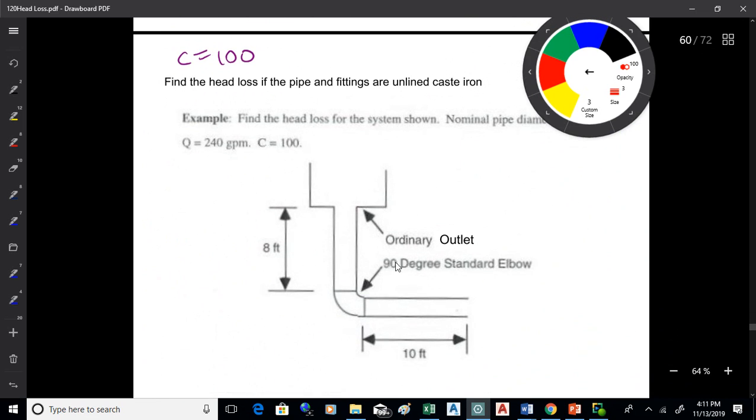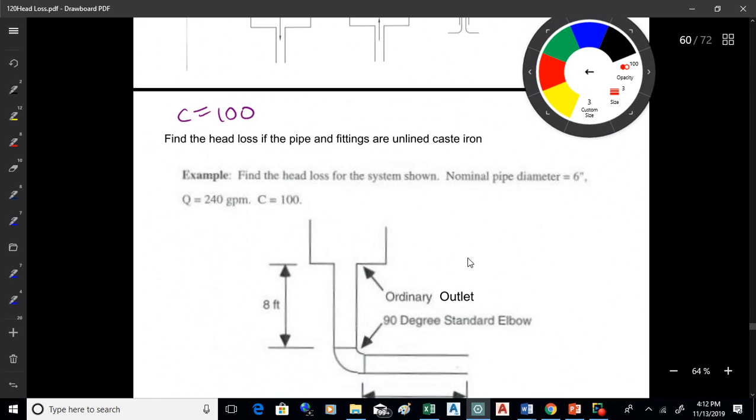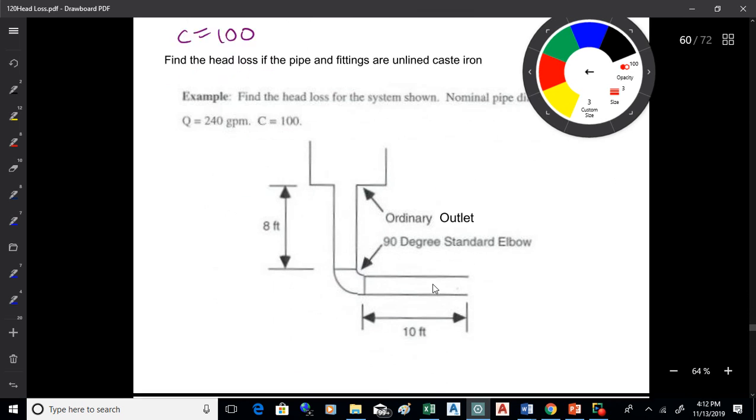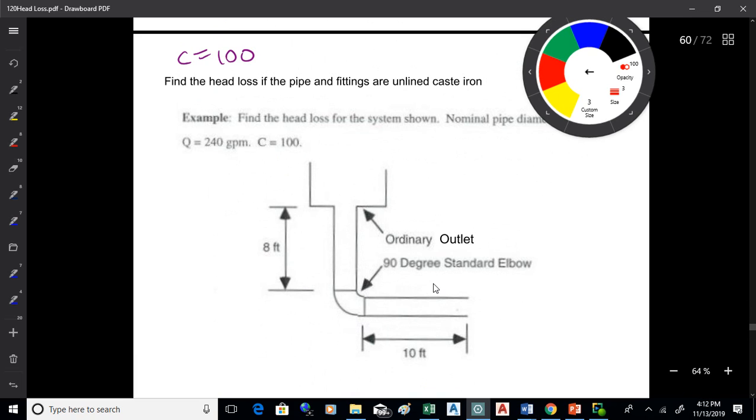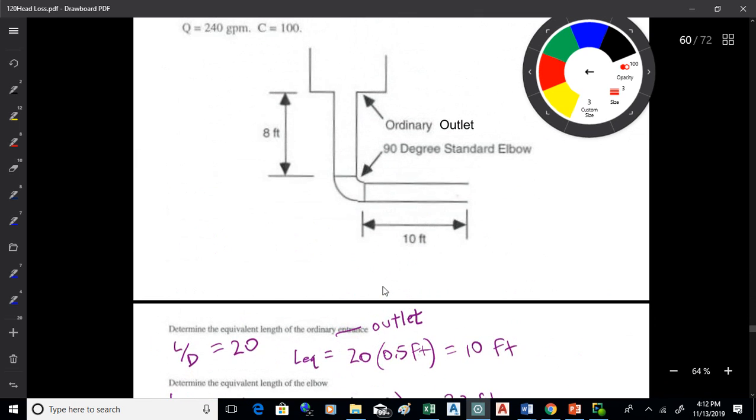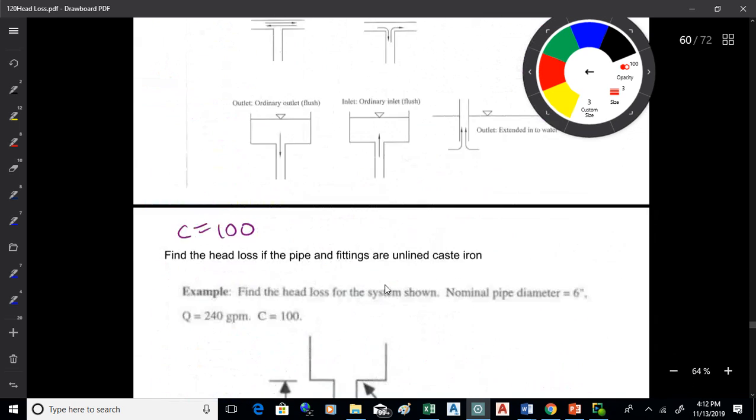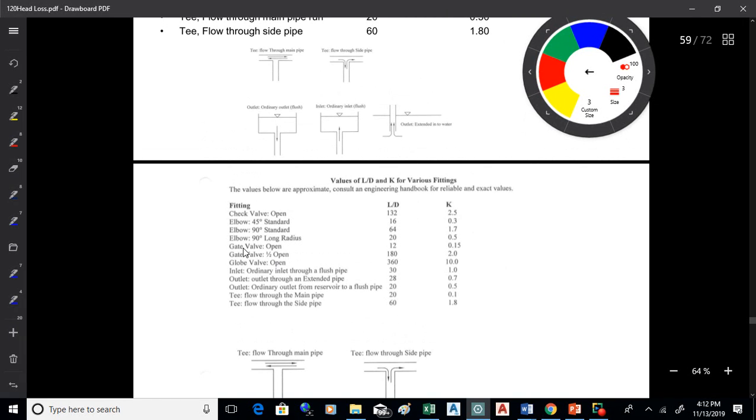All right, let's say we've got C100 and we have this situation right here, and we want to find the total head loss. So we've got 240 gallons per minute, C100. We've got a 6-inch piping system here. So this is on page 124. Now what you want to do is just work through this. You want to find the equivalent length of each of the fittings. So we've got the ordinary outlet, and then we've got the 90-degree standard elbow. So we want to go to that chart and find the L over D value for those two fittings. So we've got a standard elbow.